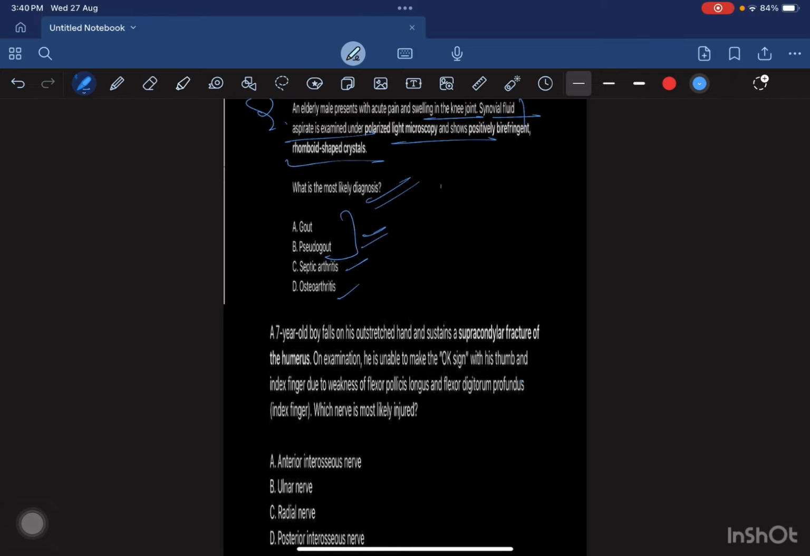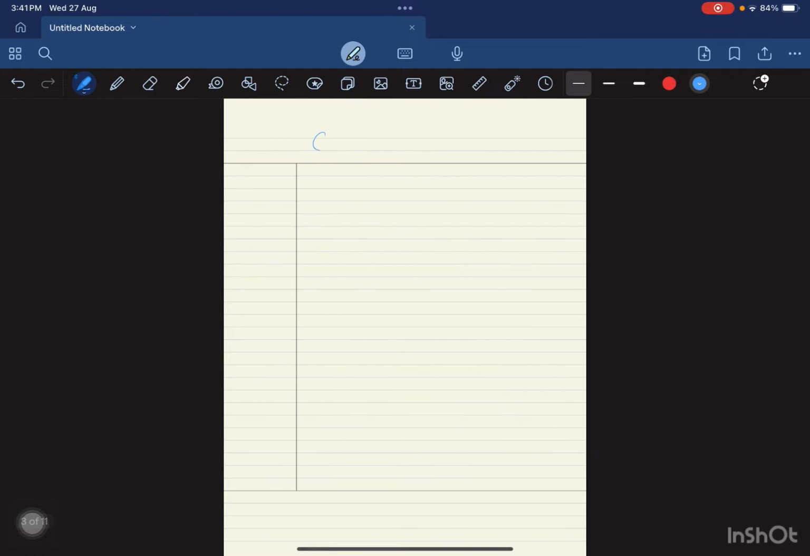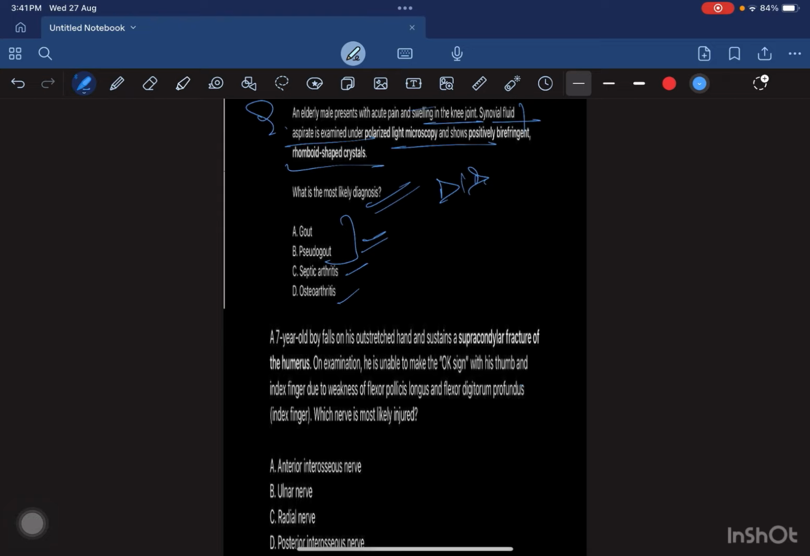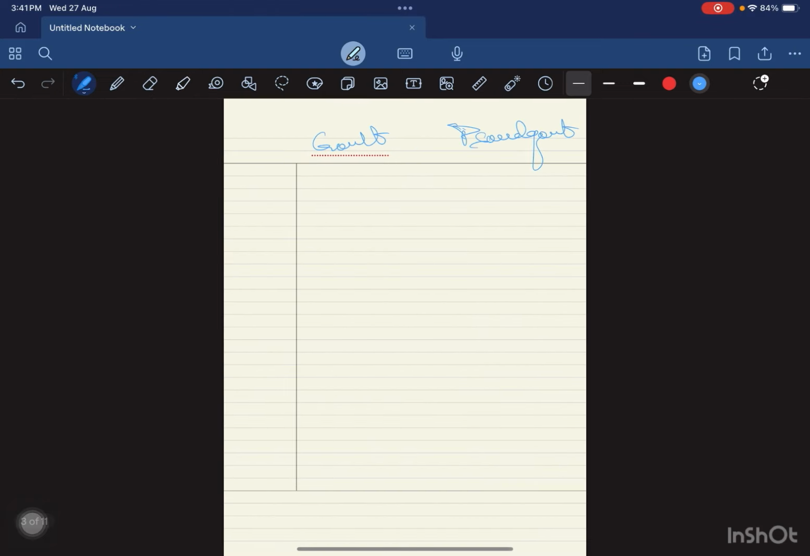And then moving to gout and pseudogout, the question is clearly saying that there is swelling and pain in the knee joint. So knee joint is commonly associated with pseudogout. Okay. Also, it is saying positively birefringent rhomboid shaped crystal. So the answer is pseudogout here because we know for gout it is negative.